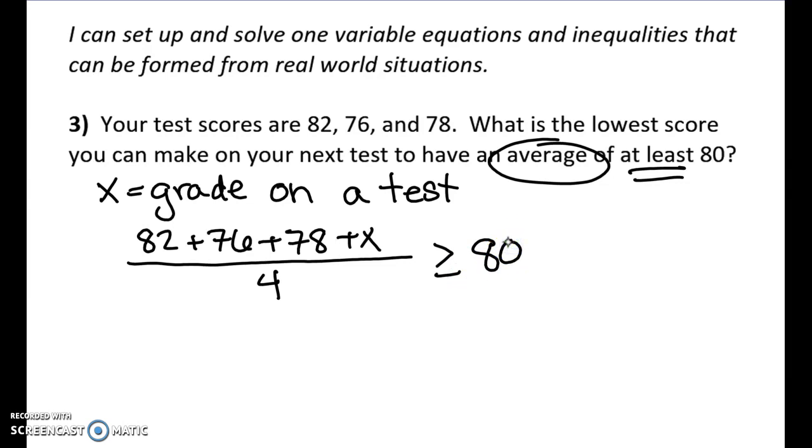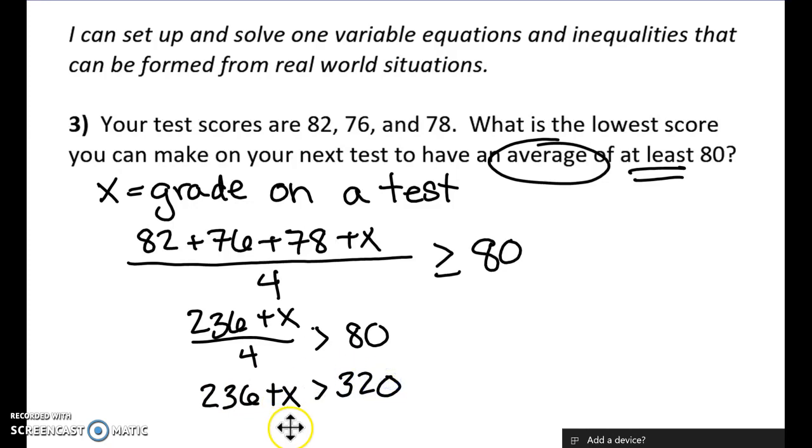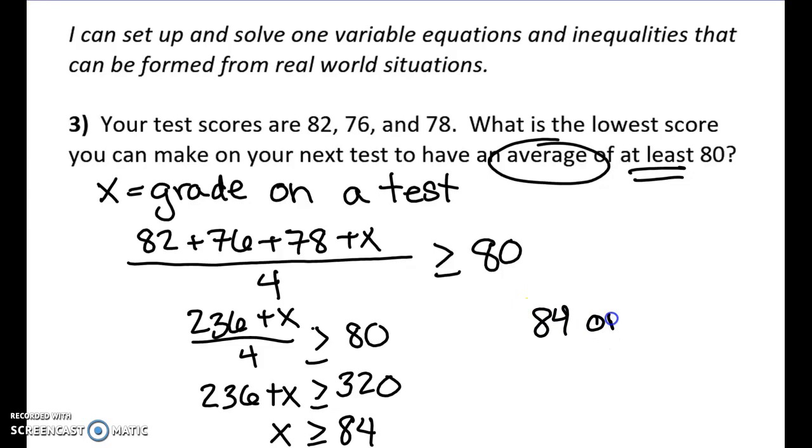So I'm going to simplify this down. I get (236 plus x) over 4 is greater than or equal to 80. Then I'm going to multiply both sides by 4 to clear the fraction. 236 plus x is greater than or equal to 320. And then subtract to get that x is greater than or equal to, oh gosh guys, I dropped that or equal to sign, 84. So you can score an 84 or higher to get at least an 80 for your test average.